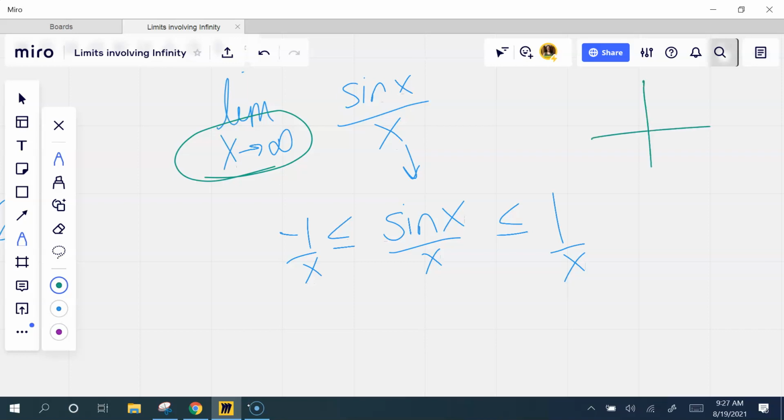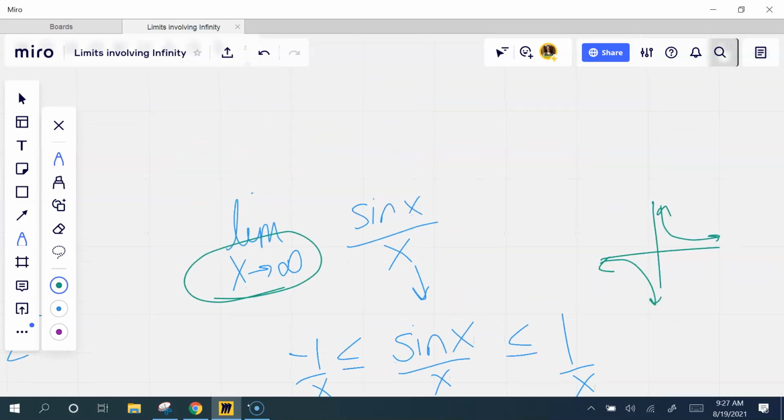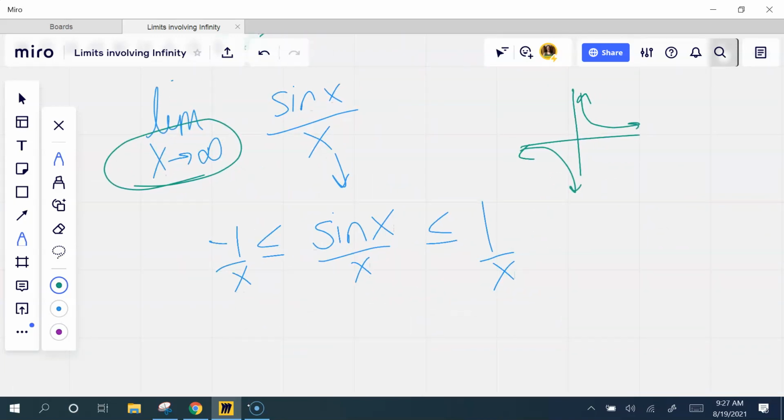Think about what this looks like. Oh, it's that thing that we just did. It's in between 1 over x and negative 1 over x. They're both 0, right? That is the limit as x approaches 0 of sine x over x, which is 1. This is the limit as x goes to infinity. If these limits are the same, then I can apply that same limit here because of the sandwich theorem.